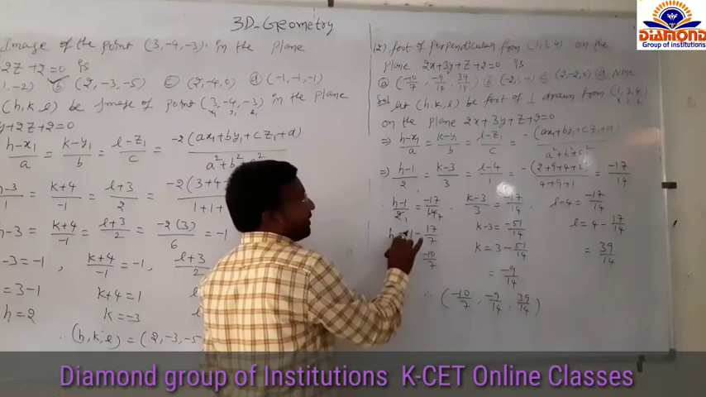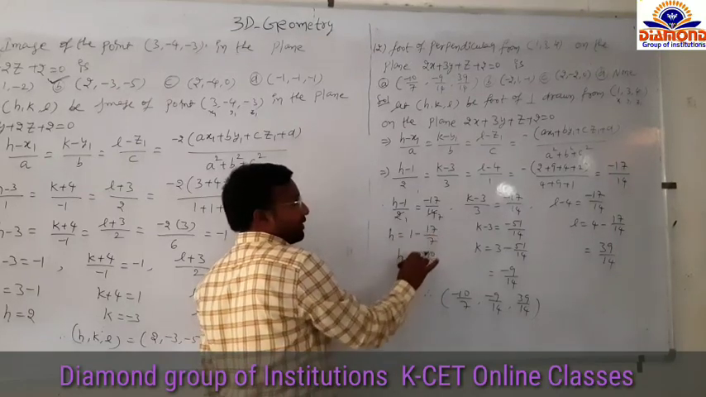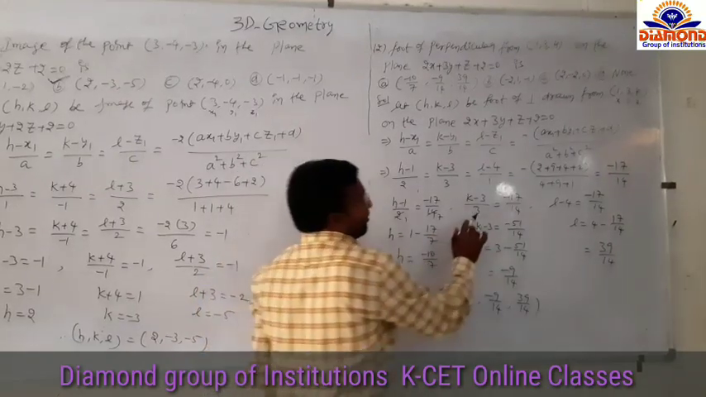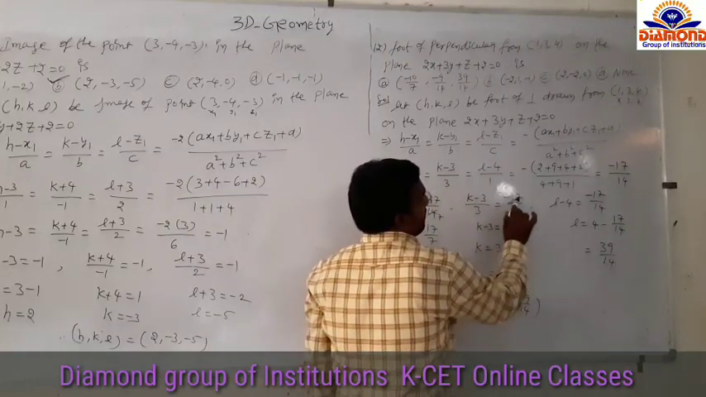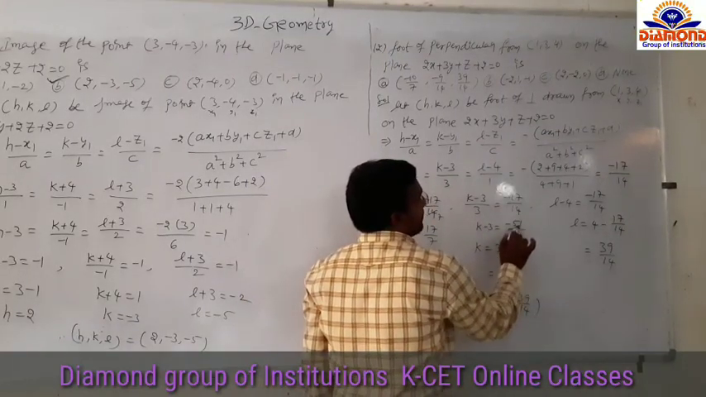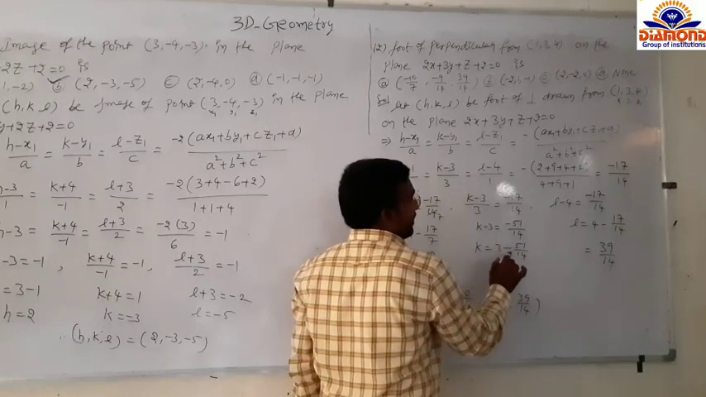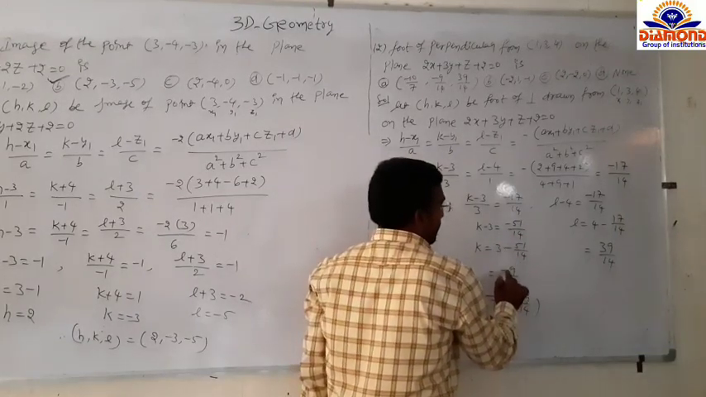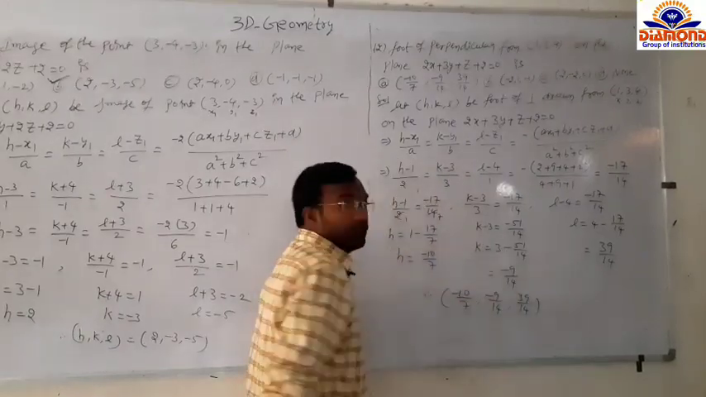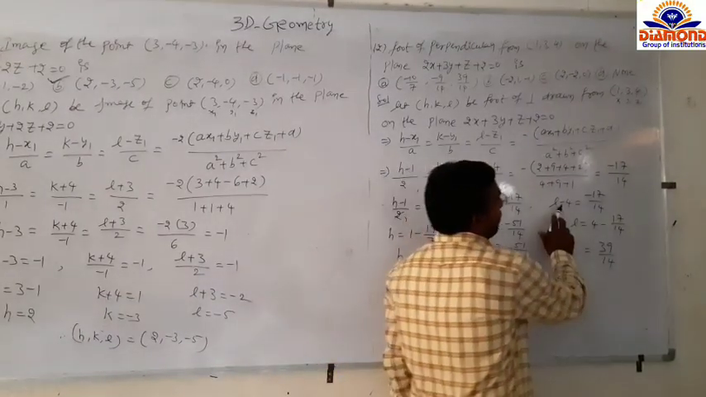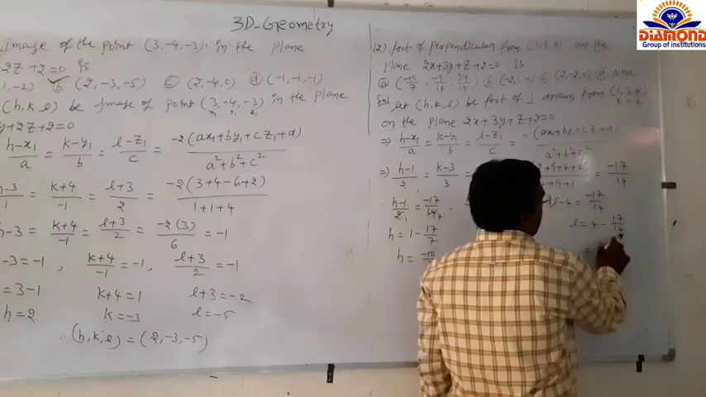Because here the LCM is 7, minus 17, 7 minus 17 is nothing but minus 10. So, next, k minus 3 equals 3 multiplied by minus 17, which is minus 51, by 14. So, k equals 3 minus 51 by 14, which is nothing but minus 9 by 14. Next, L equals what? 4 minus 17 by 14.